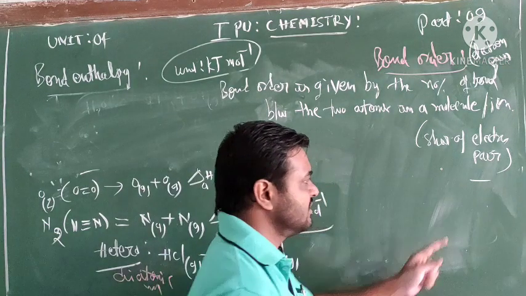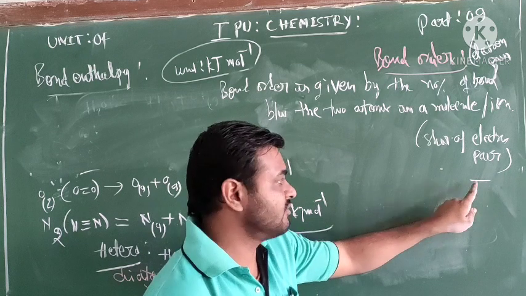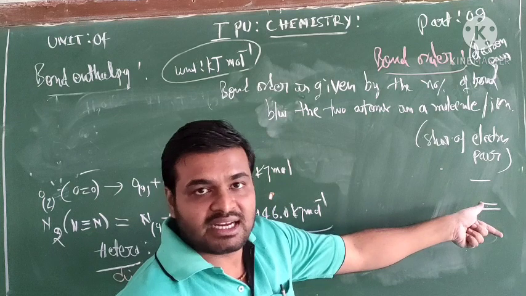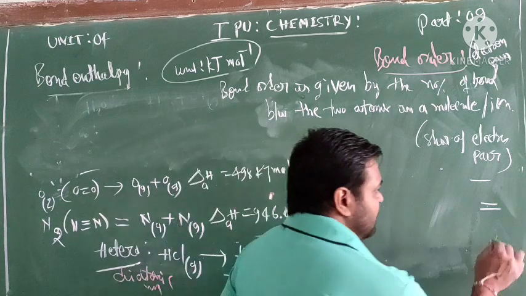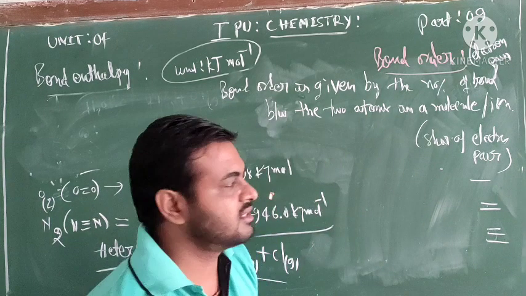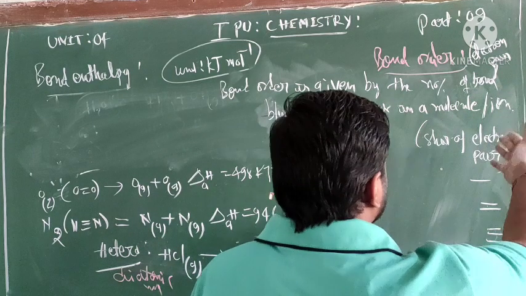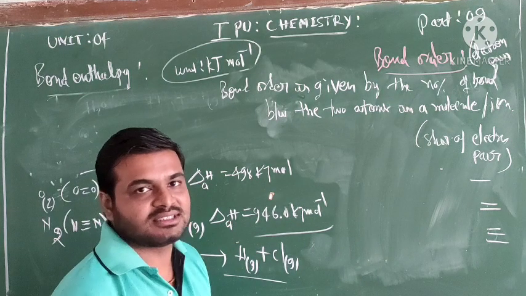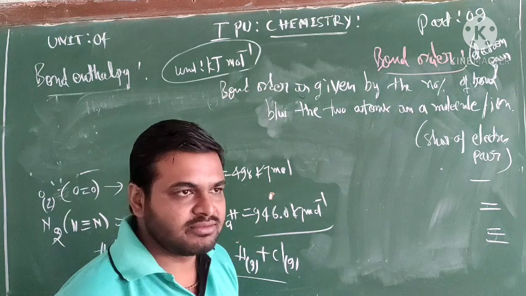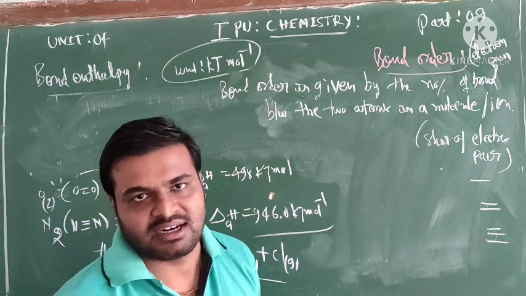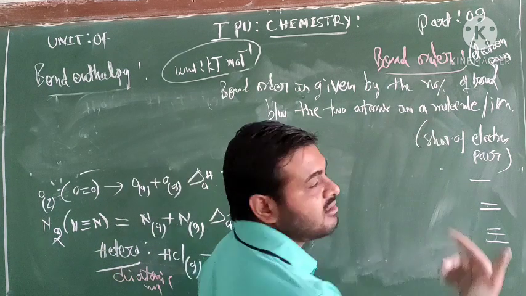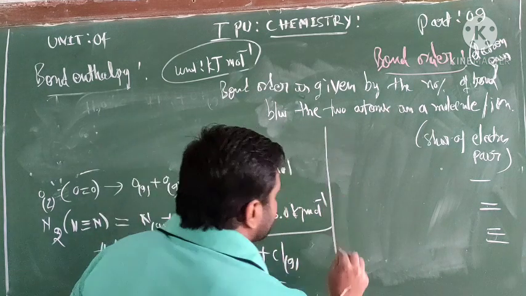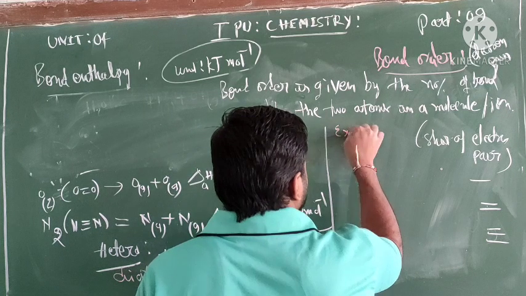A single bond is a single pair of electrons shared. Two pairs of electrons shared form a double bond, and three pairs form a triple bond. So the number of shared pairs of electrons between two atoms in a molecule is called the bond order. One bond present is bond order 1, 2 bonds is 2, and 3 bonds is 3.